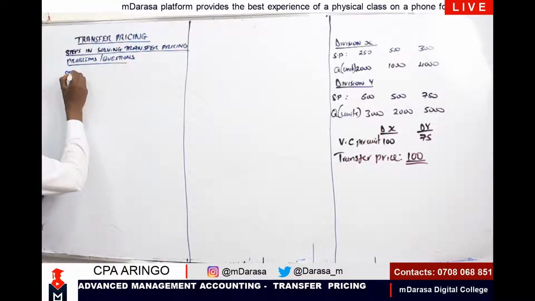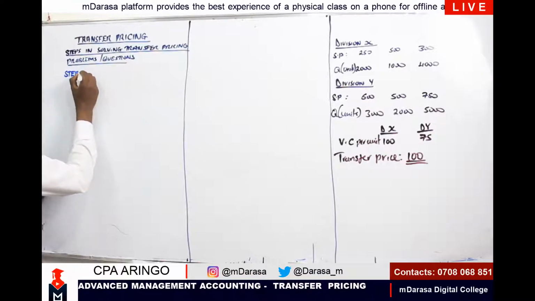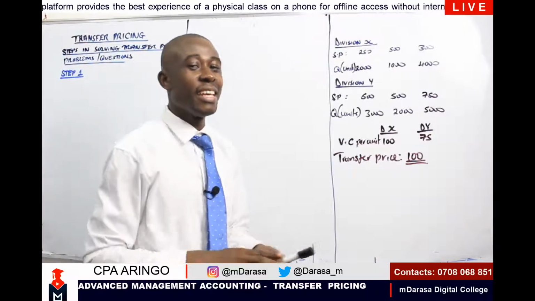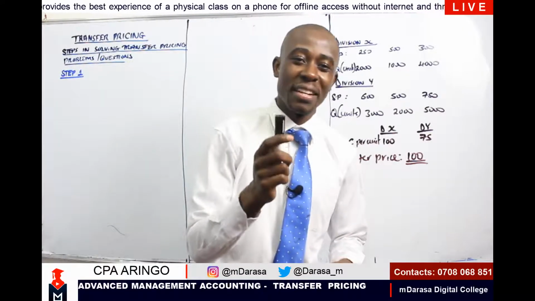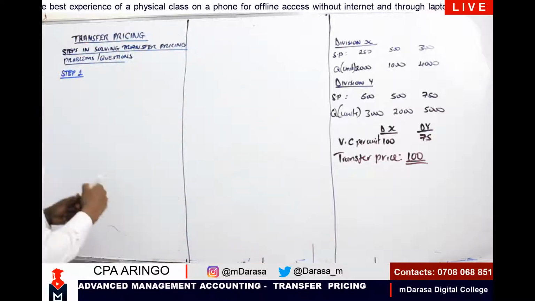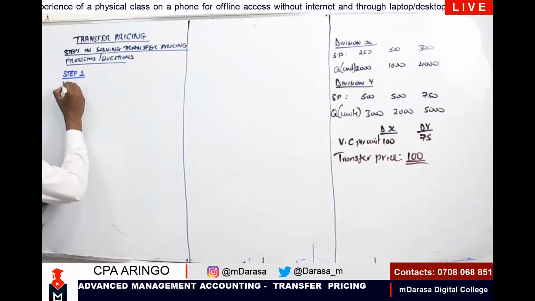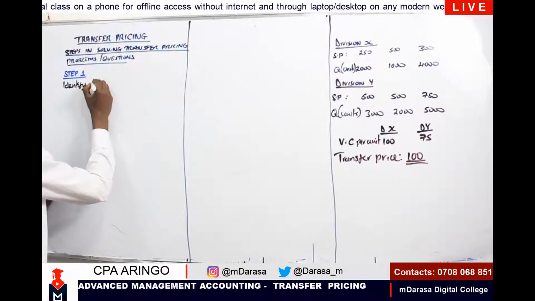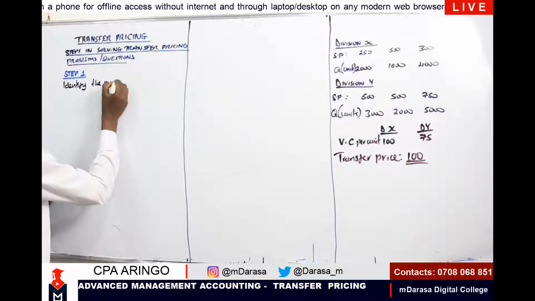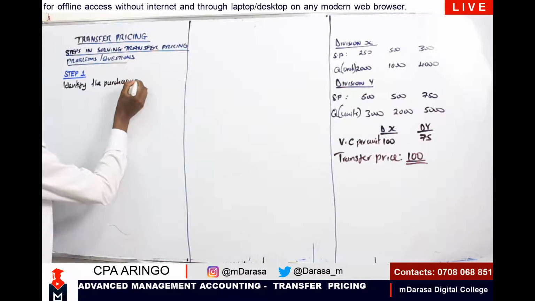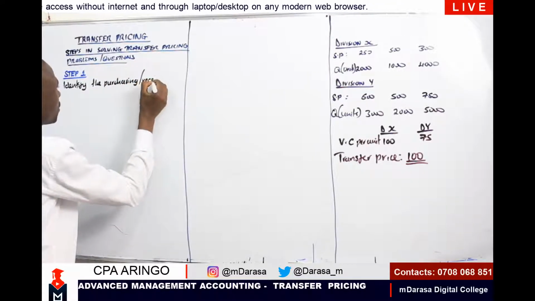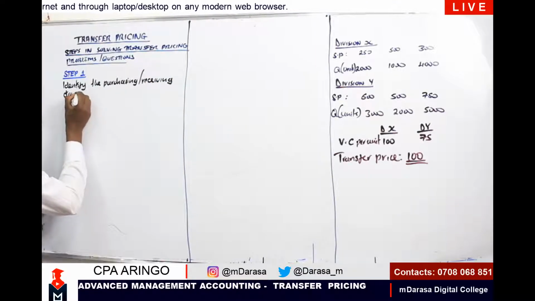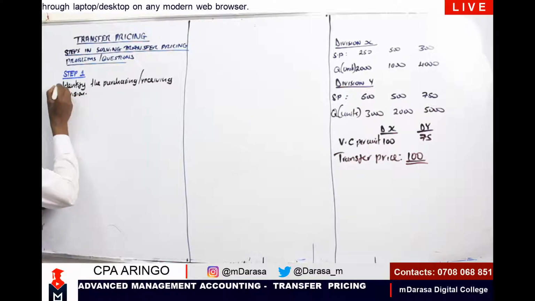Step one: what you must always consider first of all is to identify the purchasing or receiving division. This should be your step number one. Identify the purchasing or receiving division.